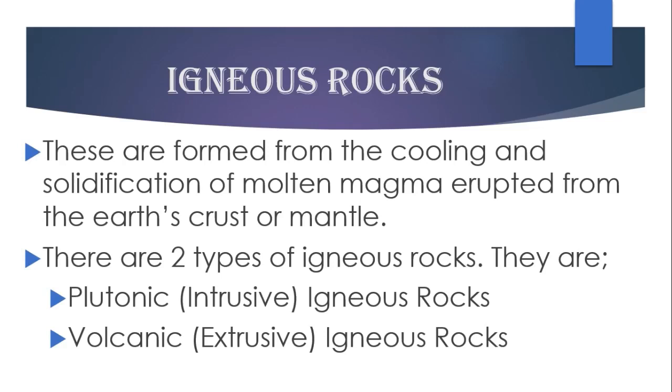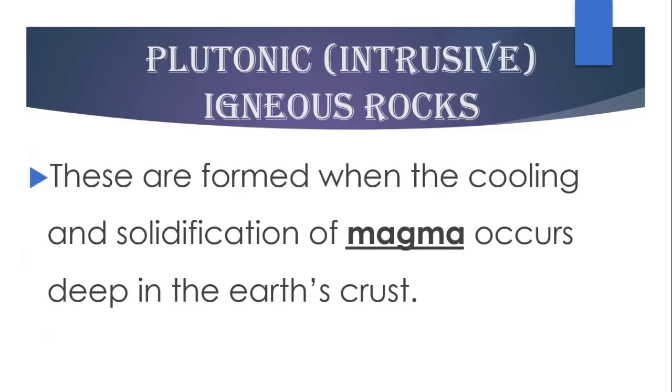When you hear plutonic or intrusive, what comes to mind? Intrusive. Yes, inside, inner, inwards, internal. Very good. So we are looking at plutonic rocks forming inside the earth's crust, deep within the earth crust. So plutonic igneous rocks are rocks which are formed when the cooling and solidification of magma occurs deep in the earth crust.